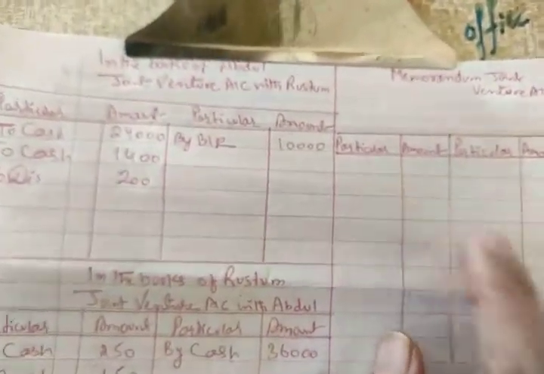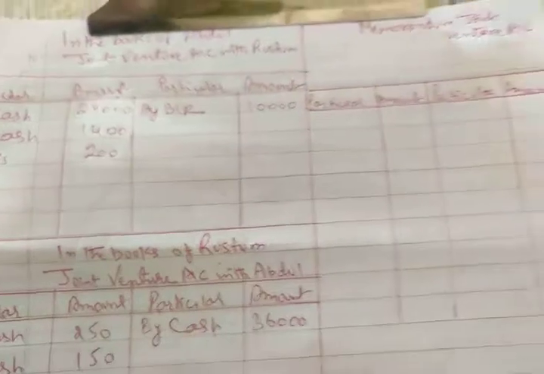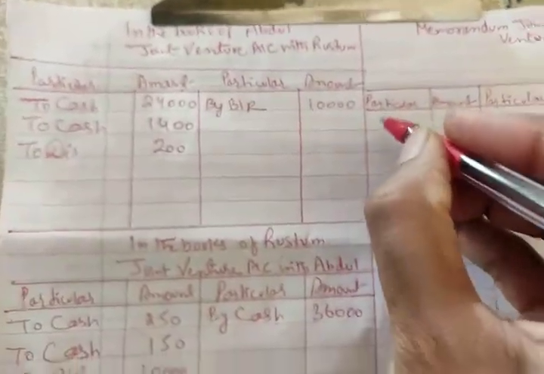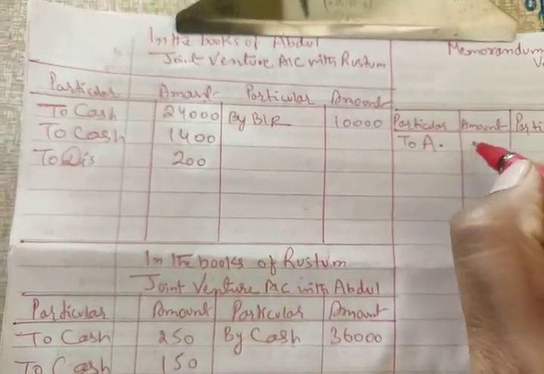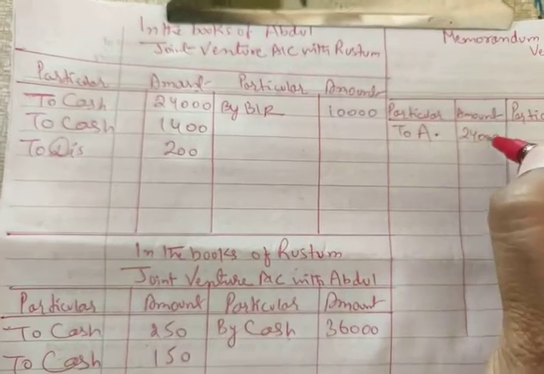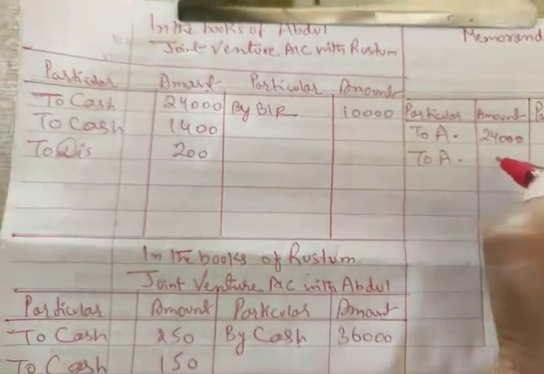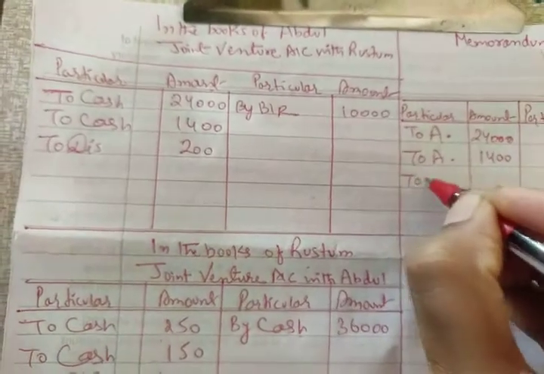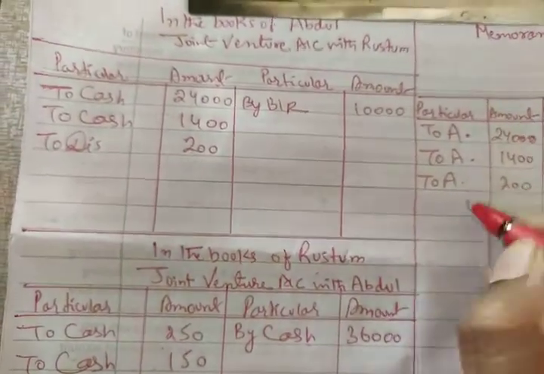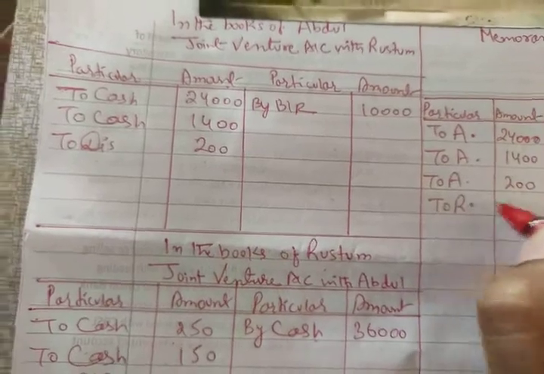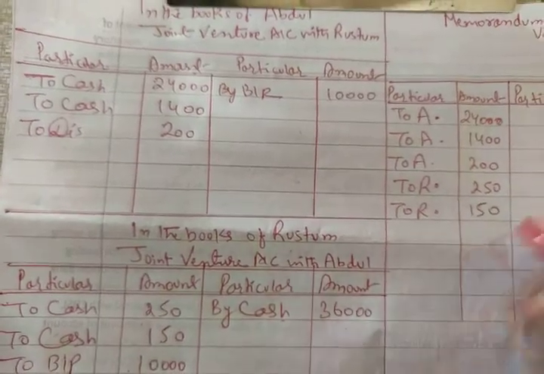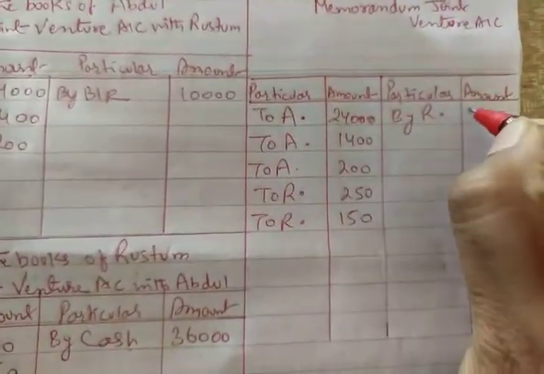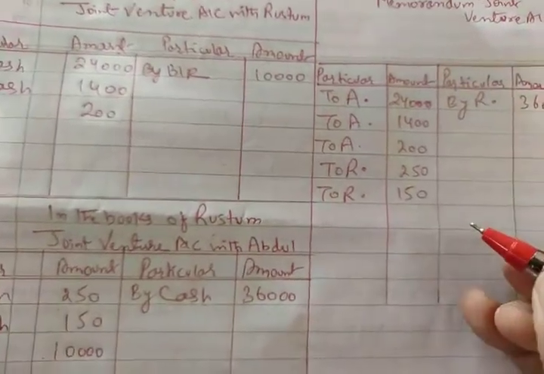Now we have to copy all the entries into the memorandum joint venture account to find out the profit or loss. So let's make the entries. To Abdul, I am writing short, please try to understand. To Abdul, 24,000. To Abdul, 1,400. To Abdul, 200. To Rustam, 250. To Rustam, 150. By Rustam, 36,000.